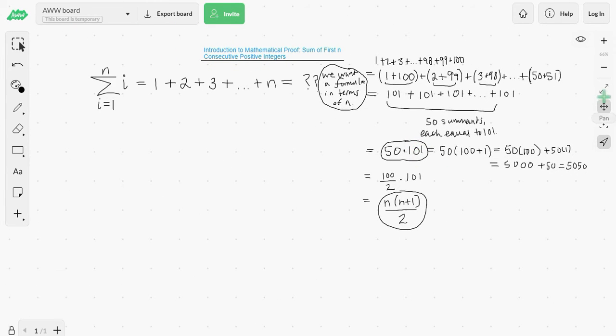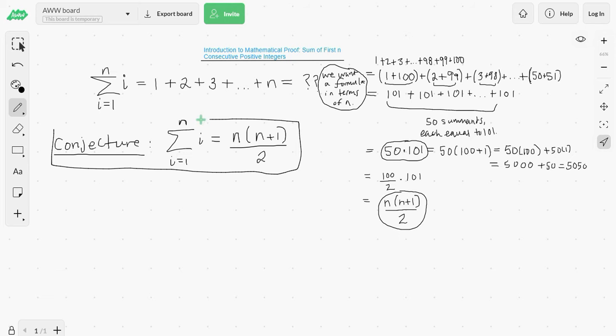So now we're actually going to go ahead and prove this by induction. So I'll write up the conjecture. Our conjecture is that the sum from i equals 1 to n of i is just equal to the number of terms times the number of terms plus 1, all over 2. That's our conjecture. And what we'll do below is we will prove it.